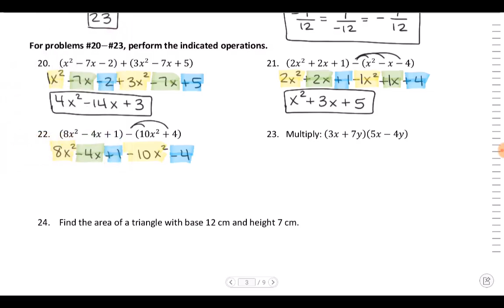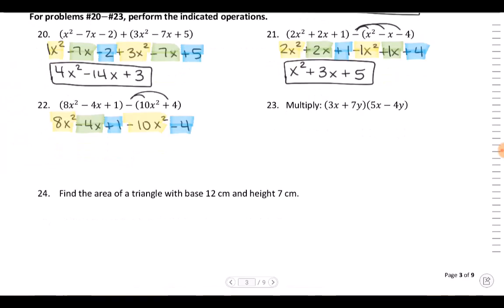So when we go to combine, I have 8x squareds, and I'm taking away 10x squareds, which leaves me with a negative 2x squared. I just have that minus 4x there, so we'll write that down since there's nothing to combine it with. And then a positive 1 and a negative 4 would be negative 3. Okay, so negative 2x squared minus 4x minus 3 would be my final answer here. And you should write these in descending order. And that means put your biggest exponent first, all the way down to your constant. That's how you want to arrange these.